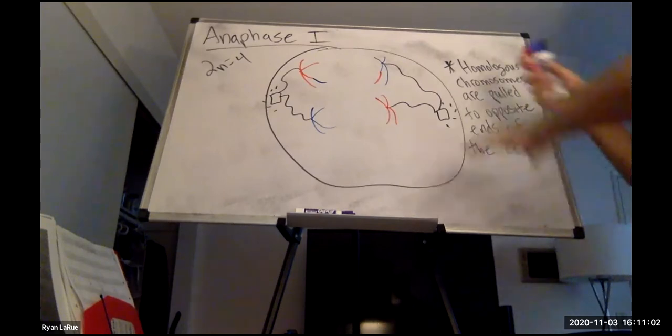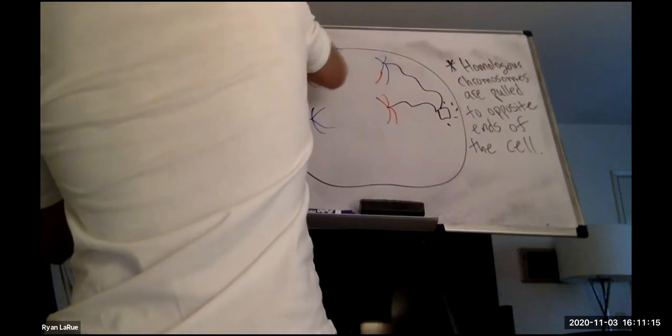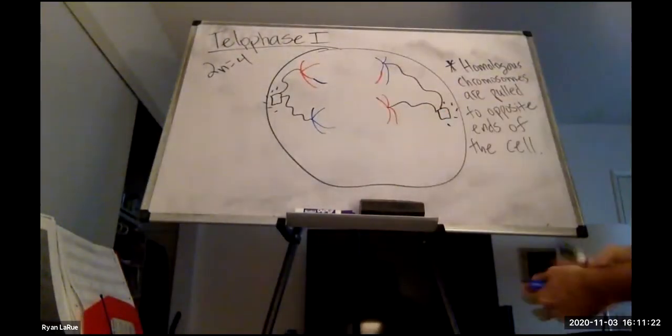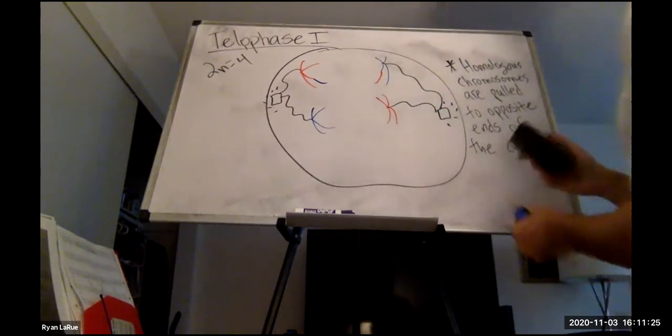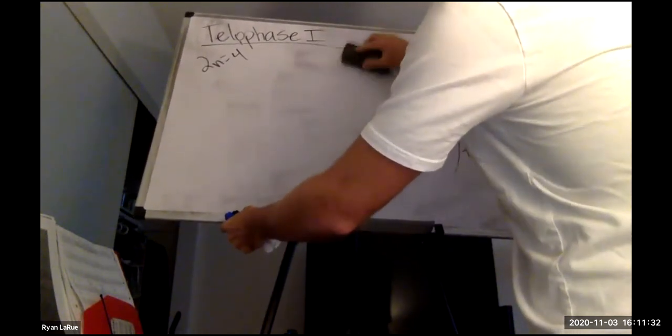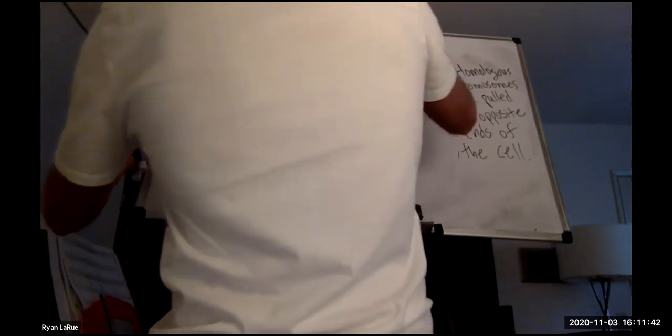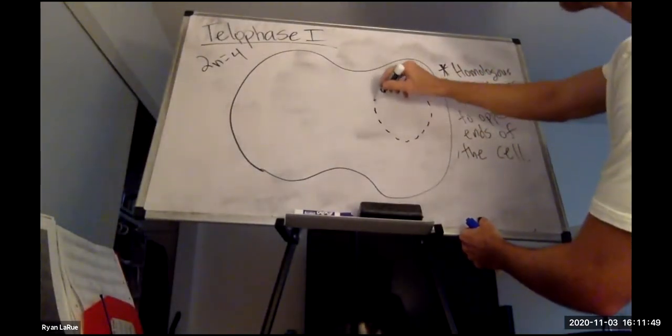Now that our chromosomes are pulled to opposite ends, we enter telophase 1. Again, draw a new cell. I'm gonna draw a new cell myself because, as we know, during telophase, the cell gets a little longer, starts to pinch in a little bit, so it's gonna look like this. We're gonna have 2 nuclei start to form at either end.